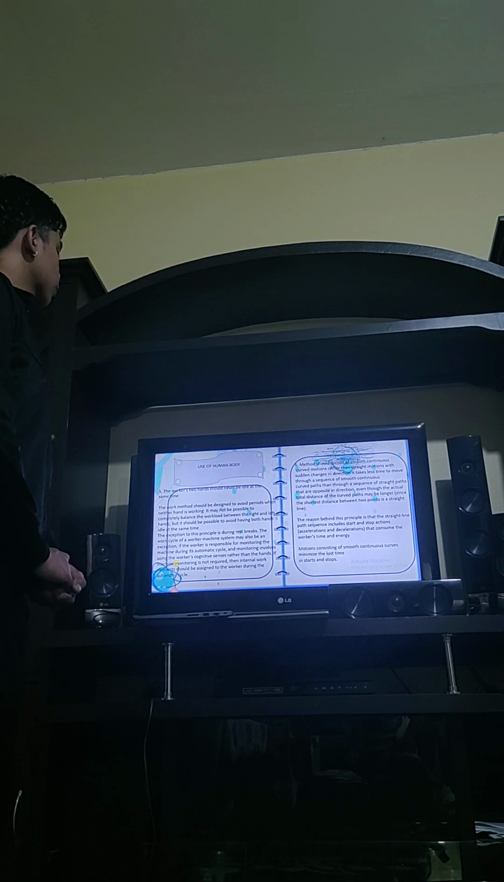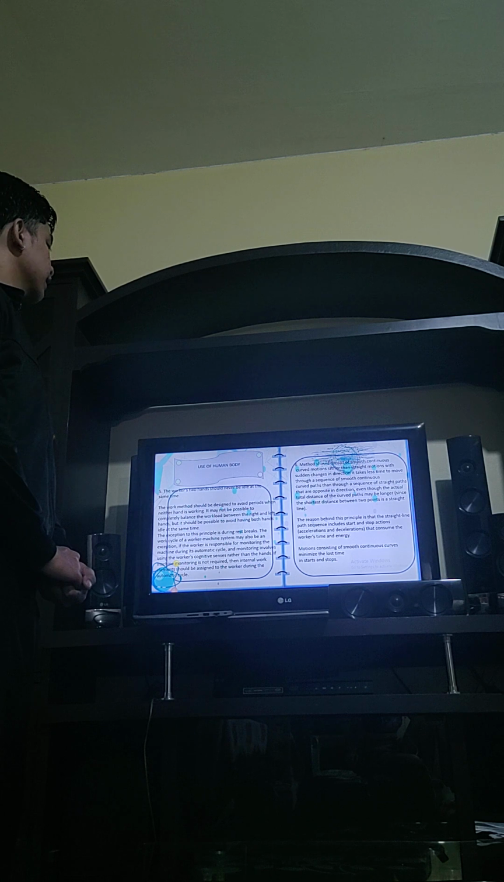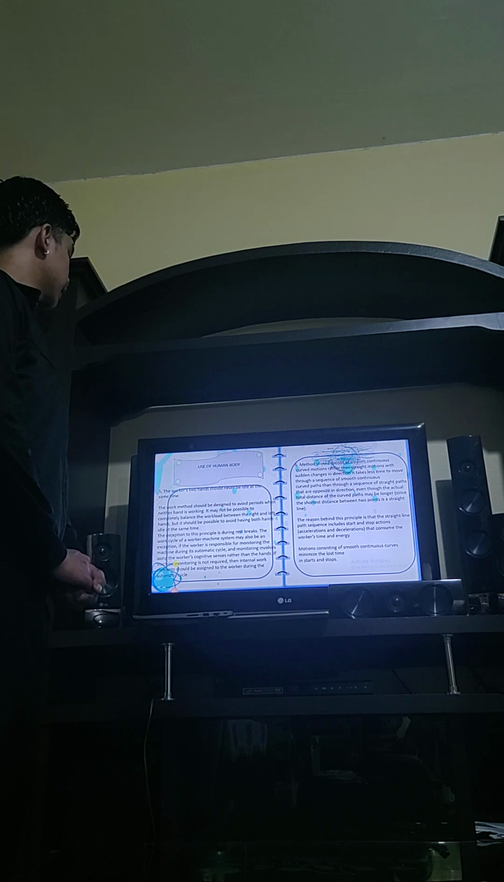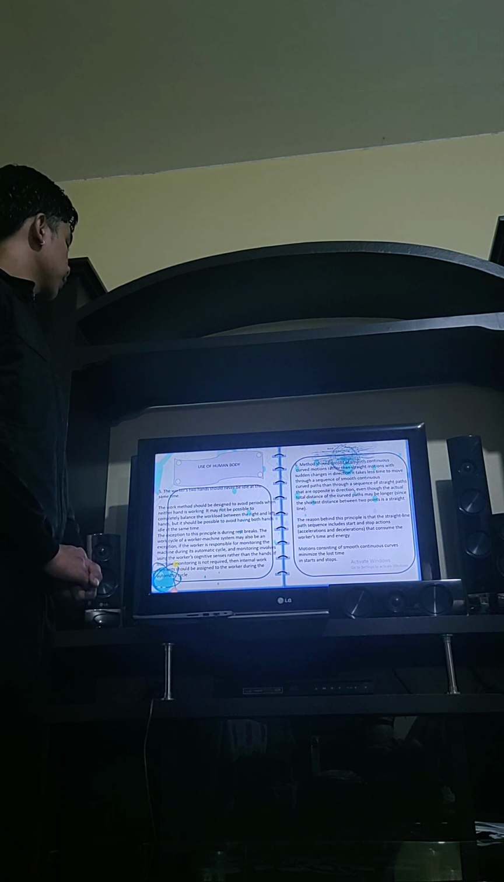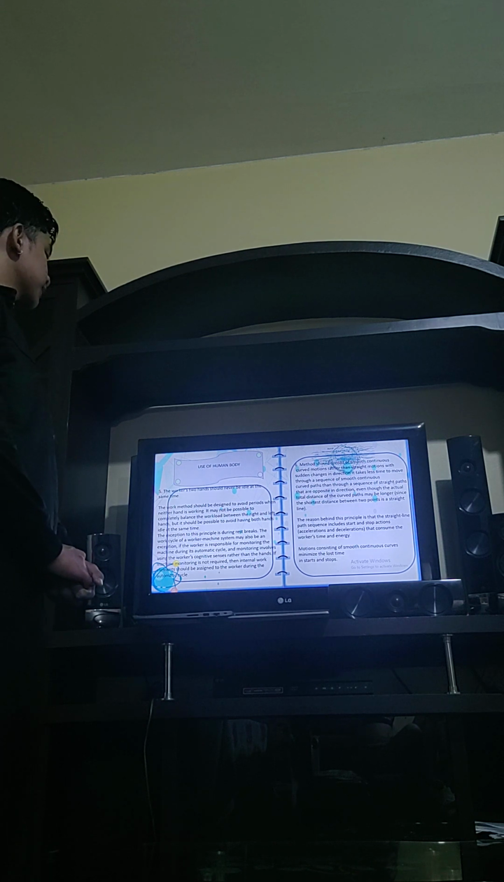The worker's two hands should never be idle at the same time. The work method should be designed to avoid periods when neither hand is working. It may not be possible to completely balance the workload between the right and left hands, but it should be possible to avoid having both hands idle at the same time. The exception to this principle is during rest breaks.